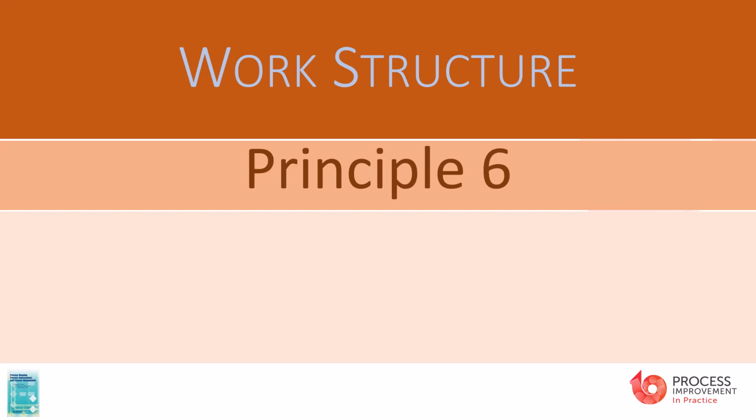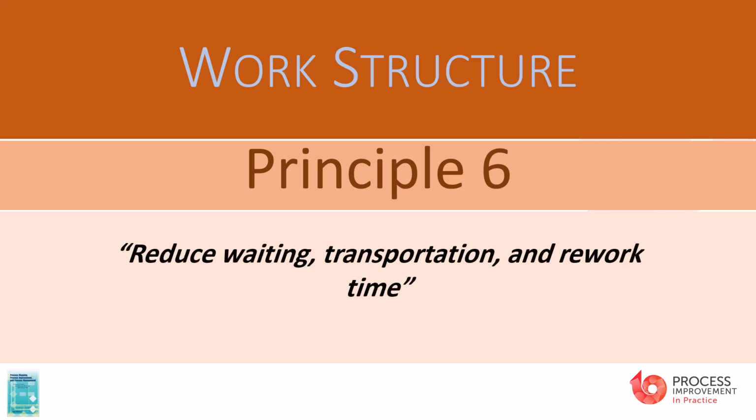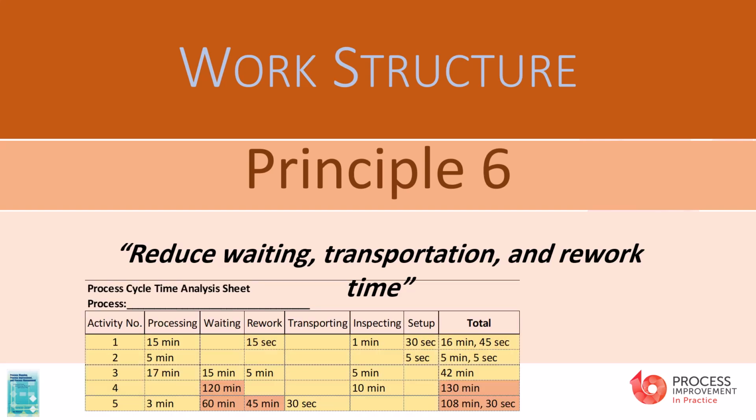To make the value flow, you need to target waste types of waiting, transportation, and rework times. If you recall the process cycle time analysis sheet during your analysis of the time lengths, you have probably identified some activities that consume time either waiting for or waiting by a machine, or others to transport material, or some activities that involve reworking a defective product. All these sorts of activities are considered non-value added ones that should be removed or minimized to make the value flow through the value stream.